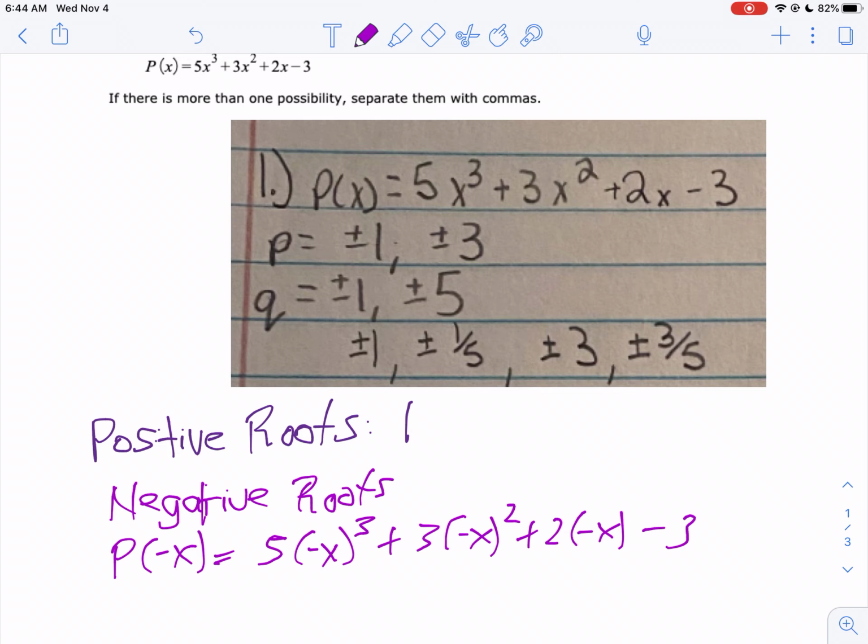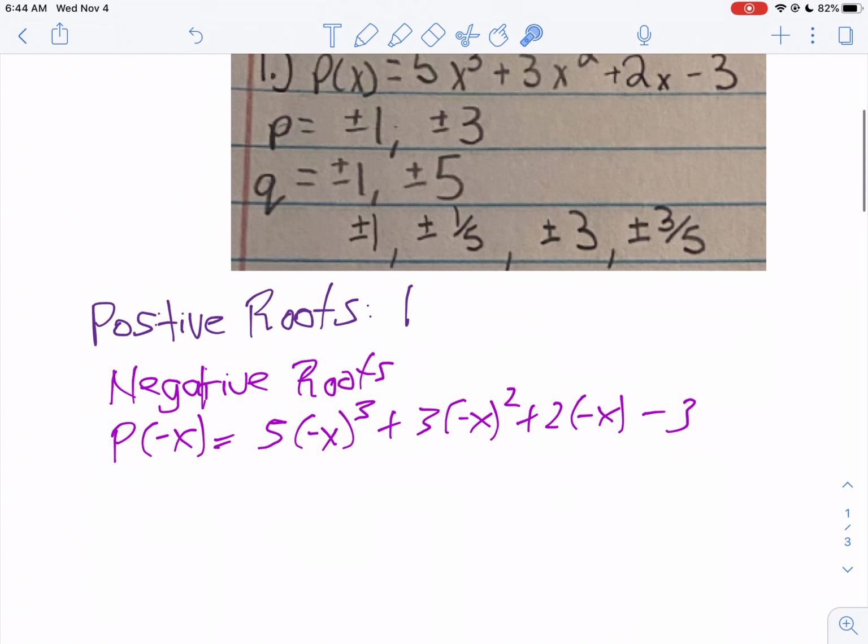Now let's simplify that. When you cube a negative, it's negative. A negative times a positive is negative. So the first one is going to be negative 5x cubed. When you square a negative, it's positive, so it's plus 3x squared. A negative times a positive is a negative 2x, and then minus 3.